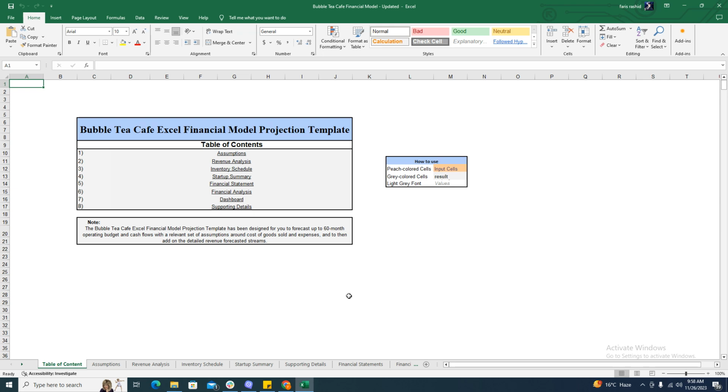As you can see, the how to use over here tells you that beige color cells will be the input cells, whereas the gray colored cells would be the formula results, and the light gray font will be the values.